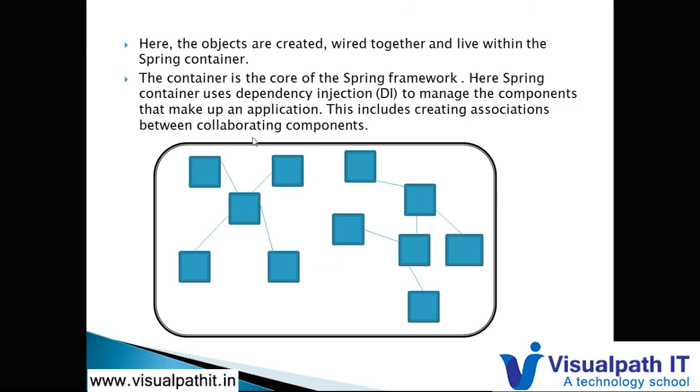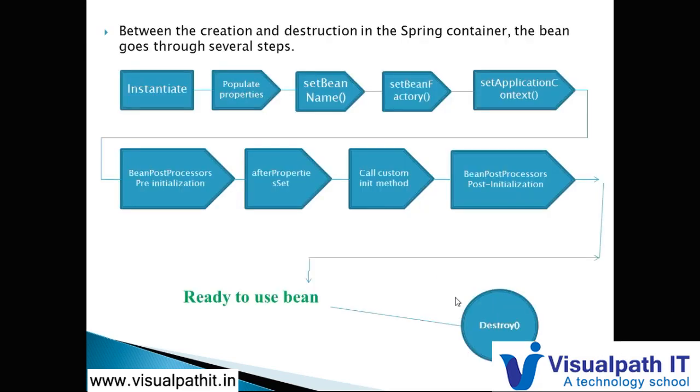So we can imagine this entire video with the help of this diagram. These are the objects which are wired together, connected together, collaborating together within the Spring container. Then let's see this flow. Here the creation and destruction of the beans happen.